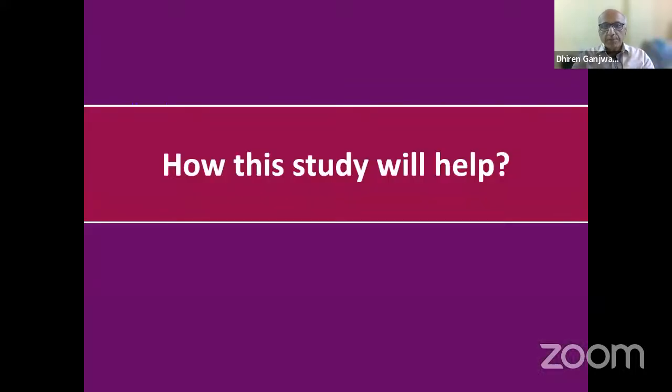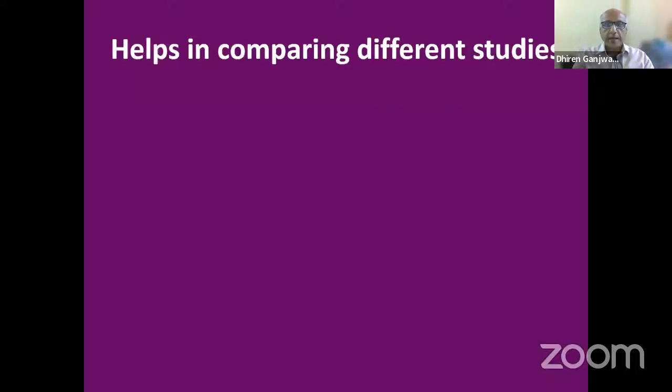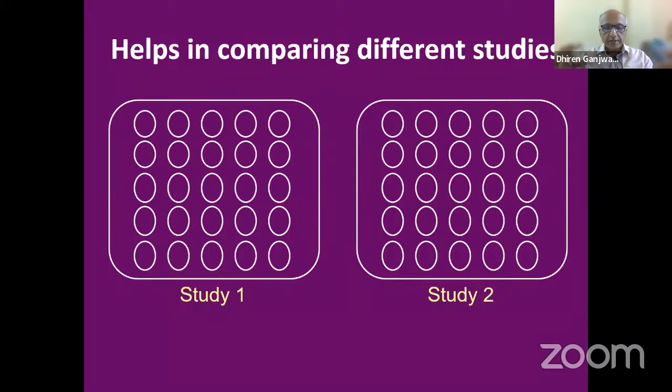So now the most important point, how will this study help? We all know that when it comes to comparing two things, we cannot compare apples versus oranges. So oblique talus and vertical talus are different and we really need to differentiate them. So this will help in comparing different studies. Let's say that there are 2 studies which we are discussing. Both have a patient population of 25 feet.